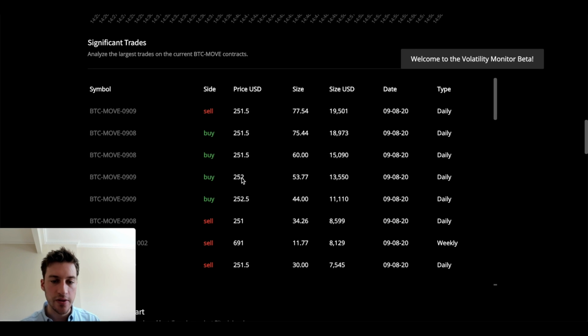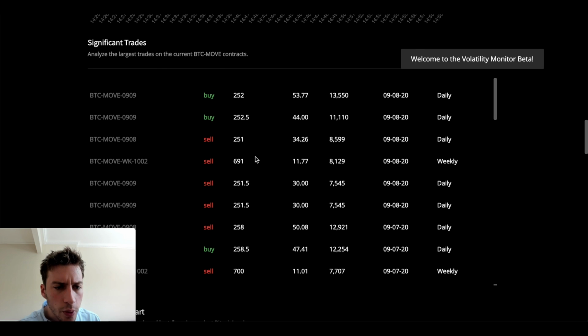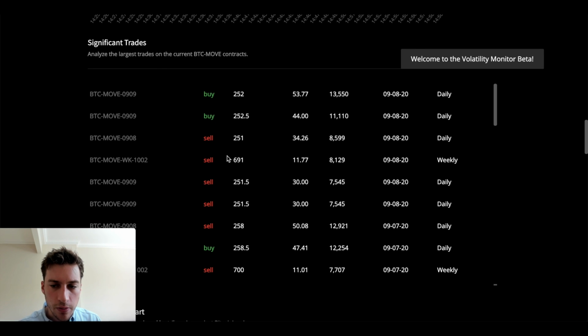However, I do have to say that people were also buying here. So it's kind of a mixed message, but it looks like the dominant trade has been a large short on volatility on the 909. And we can actually even see other ones. This one's pre-strike. Someone sold the weekly.